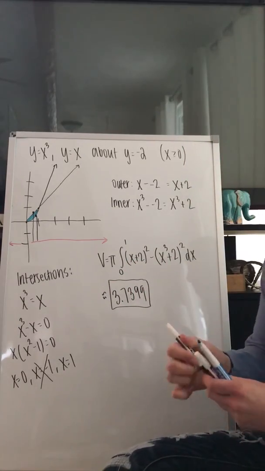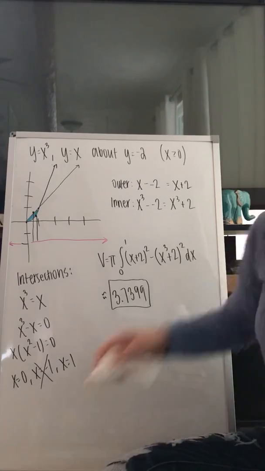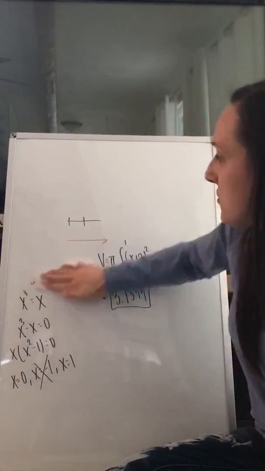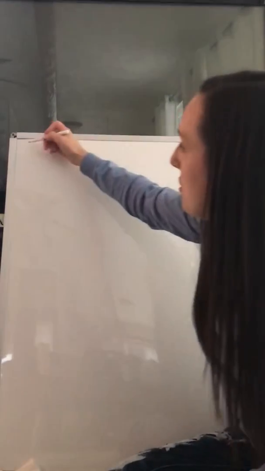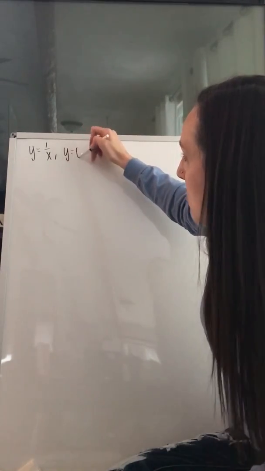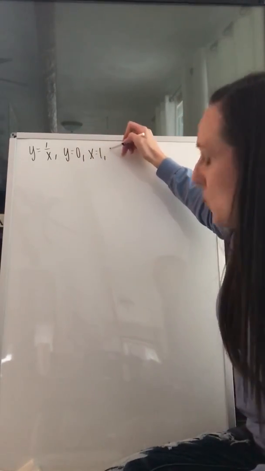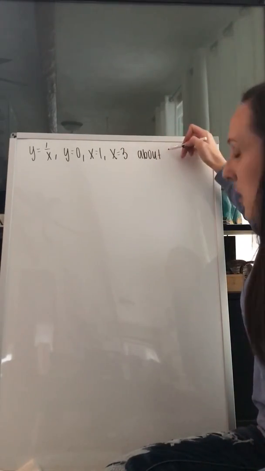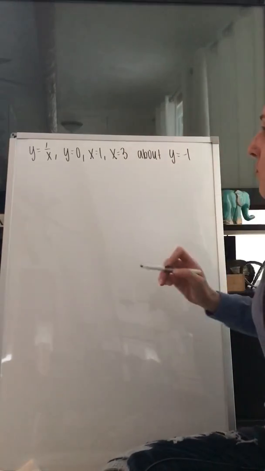All right, so one more that is a little bit different, and then I'll have you try some on your own. This one is going to end up being a rational function. We want to enclose by the function y is equal to 1 over x. We're given the stipulation that y is equal to 0, x is equal to 1, and x is equal to 3. And we are going to be revolving that about the line y is equal to -1.